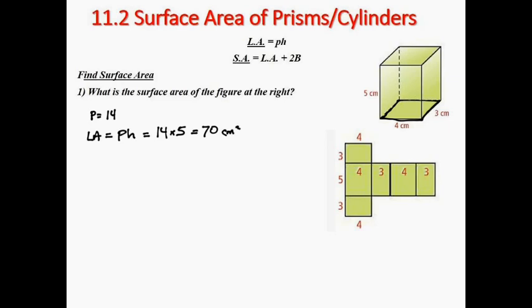Now that I know my lateral area, I can find my surface area as well. So surface area is lateral area plus 2 times the base area. Well, in this case, we know the lateral area is already 70, and then our base area, well, it's a rectangle, so it's base times height, or in this case, length times width, 4 times 3, which is 12. So we've got 2 times 12. Well, that's 24. 70 plus 24 gives us a surface area of 94 centimeters squared. And that's our answer.